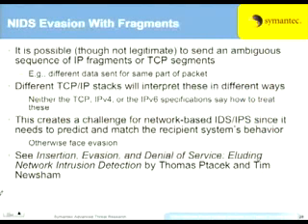Okay, and now we'll go into some of what we found from IP and TCP segment reassembly. Just as background for those that aren't familiar, it's possible, though not legitimate, to send an ambiguous sequence of IP fragments or TCP segments. For example, you send different data for the same part of the same packet, send it in different fragments, and the different TCP/IP stacks will interpret these in different ways.